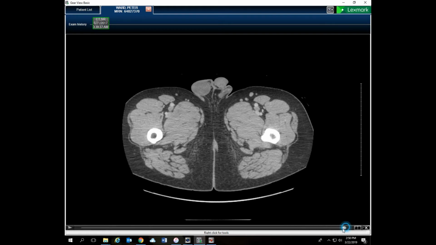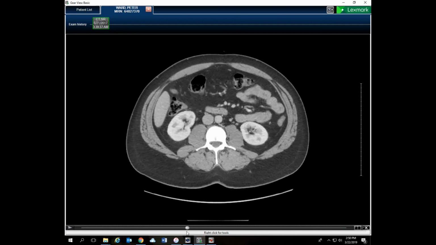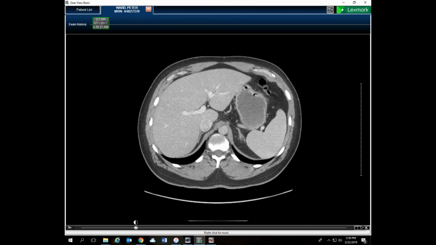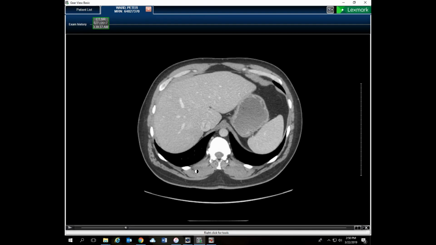So let's back it up a little bit and take a look at the blood vessels. So here, we've got the thoracic aorta transitioning to become the abdominal aorta once it passes through the diaphragm.